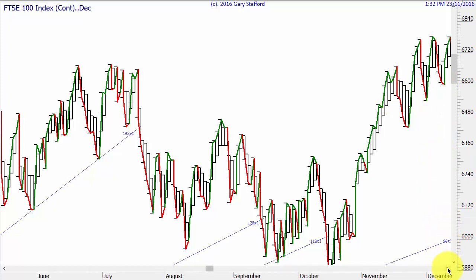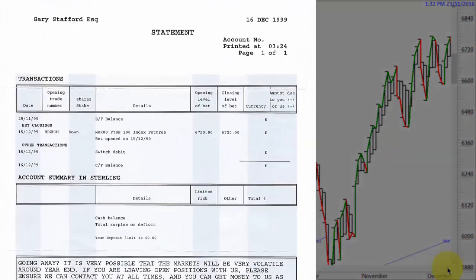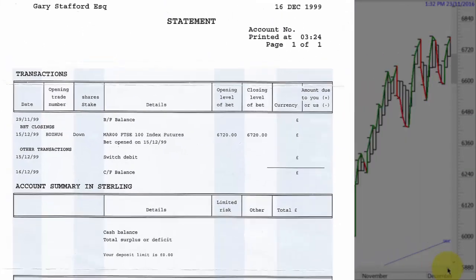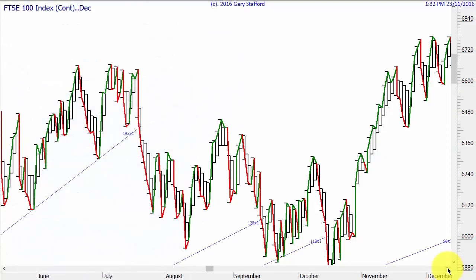And then we form a potential triple top. And I think I shorted it on that day, or maybe the next day. I'll stick the contract up. Because of a triple top. Now at the time I used to believe that triple tops worked. It's one of Gann's most bearish things.